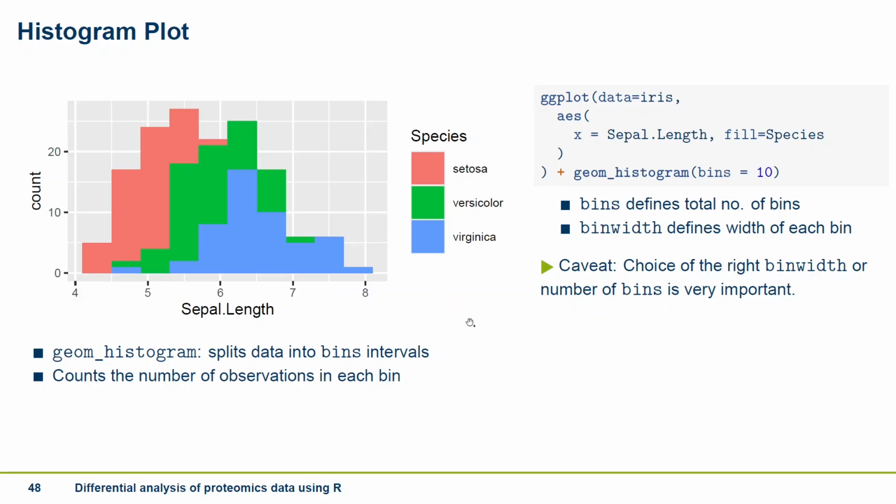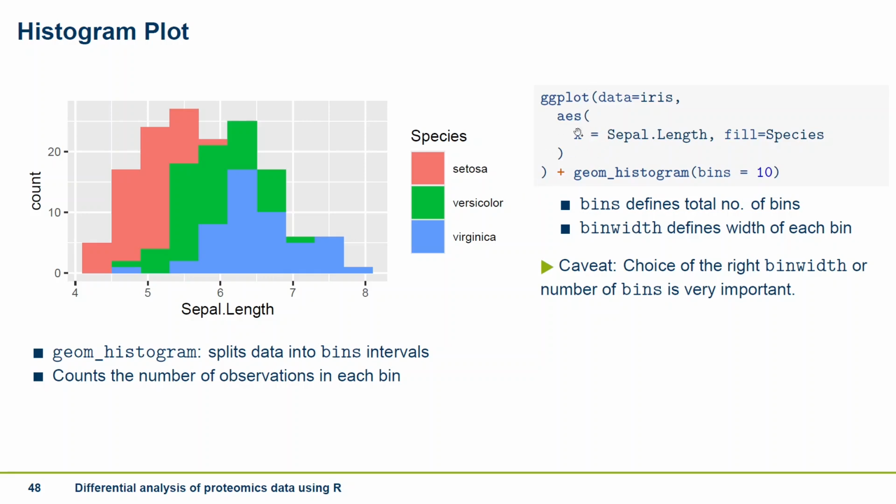Next, we will have a look at different plot types to plot distributions. One popular plot here is the histogram. The idea is that the data is split into small bins, and then for each bin it is counted how many data points fall into this category. You can do a histogram with the geom_histogram function.